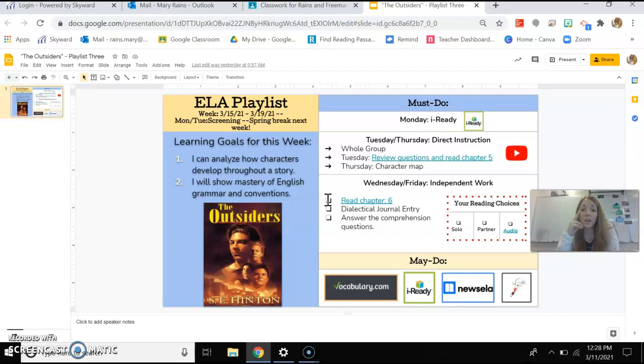The second thing, and I think this is so important because now that I'm grading your comprehension questions and your dialectical journals, you need to write in complete sentences. So when you are writing those out, this is what I'm talking about. I will show mastery of English grammar and conventions. That basically means that you can write complete sentences. The beginning of the sentence is capitalized, the ending of the sentence has a punctuation mark, like a period, and then it actually makes sense. It's a complete thought. So make sure you're doing that this week.